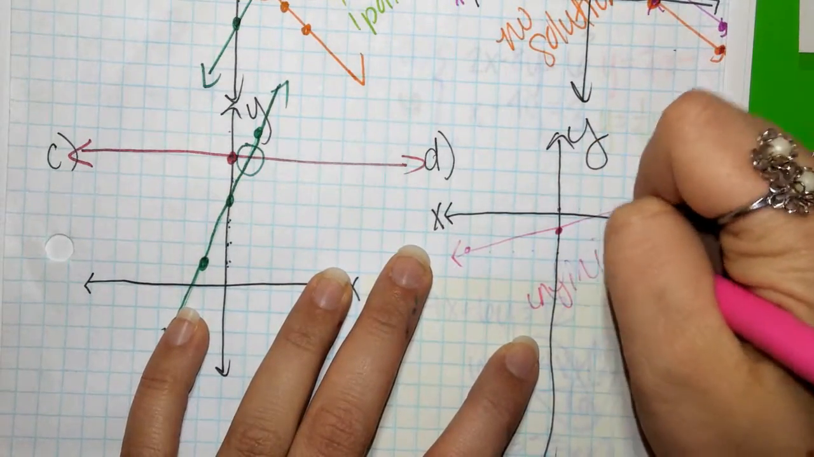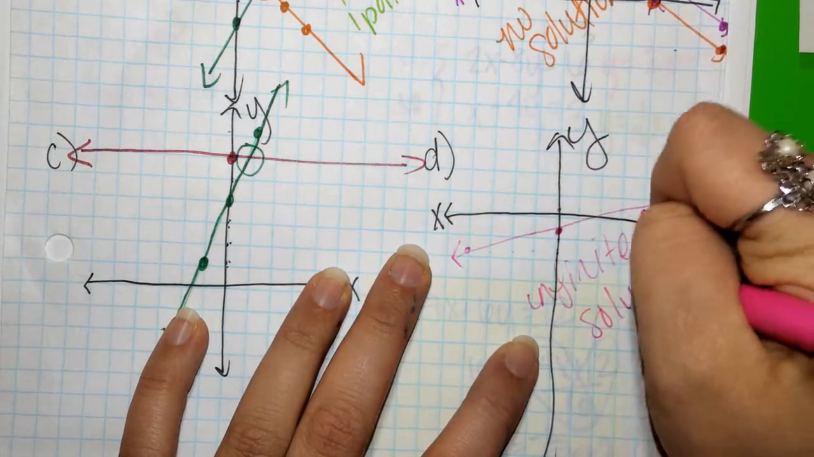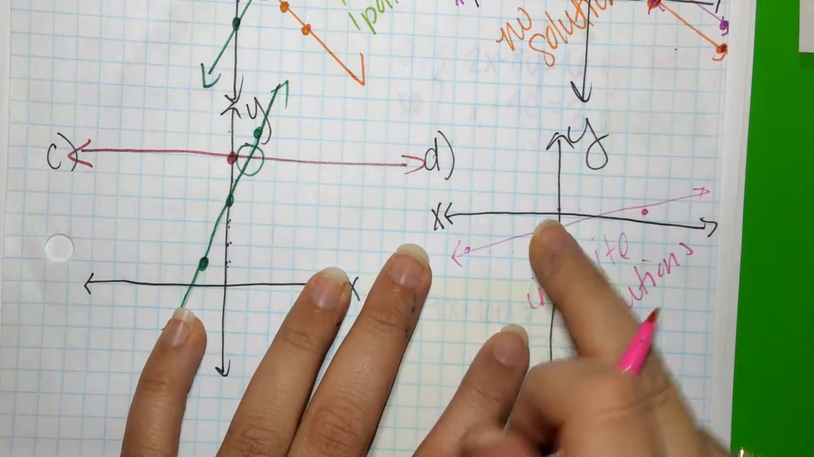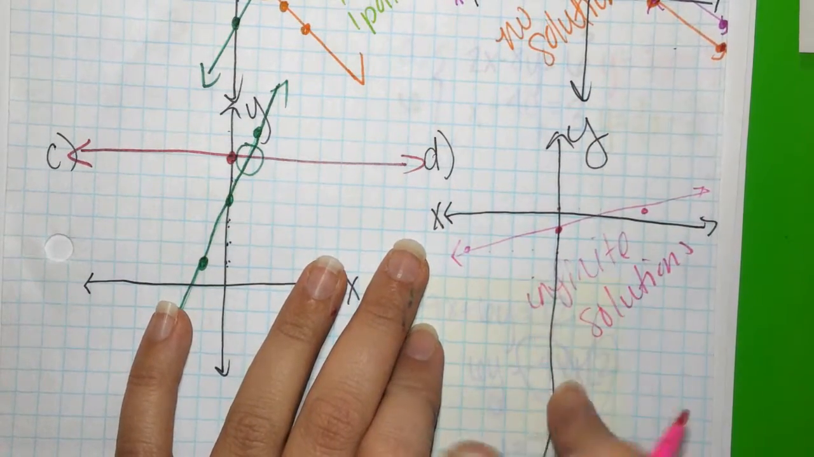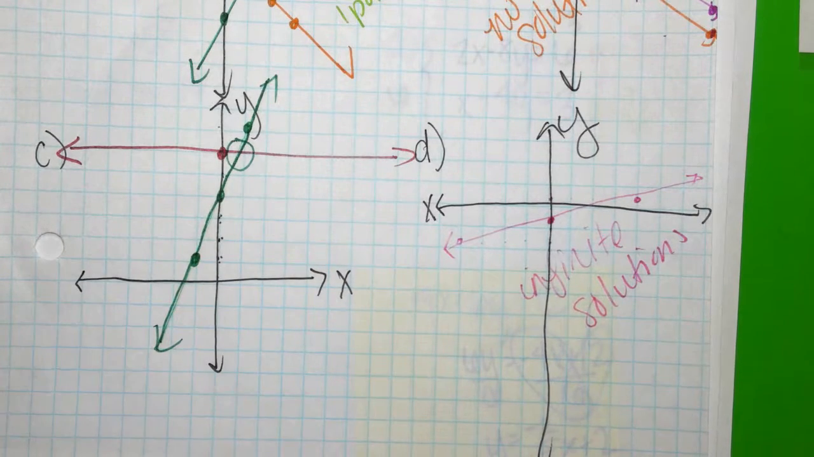Now, if they did not write infinite solutions, that is perfectly okay. Make sure their graph is right. Infinite solutions means it's the same line they would hit every single time.